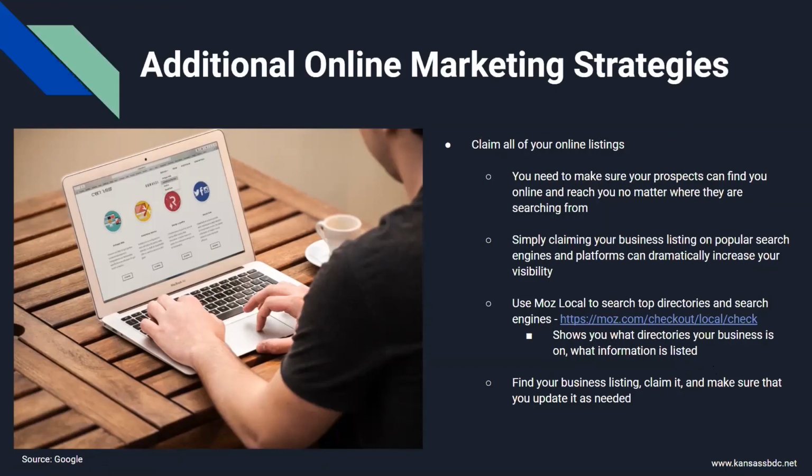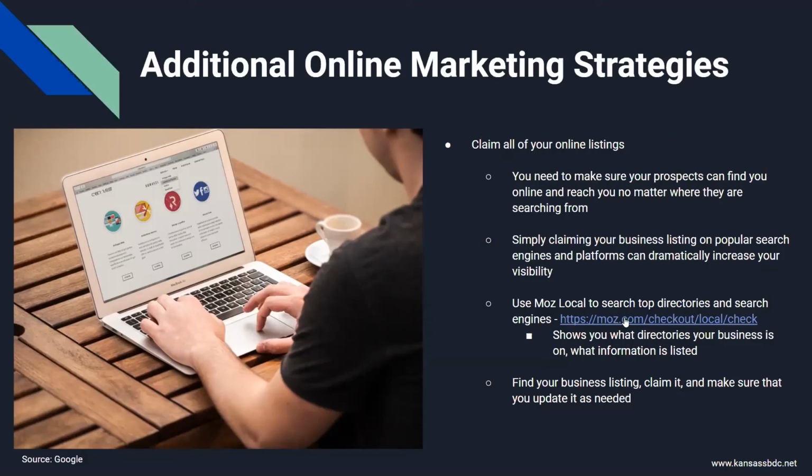So maybe you know that your business has a Google business listing, but this search shows you, oh, you also have a Yelp listing, and you also have a listing on City Search and Yellow Pages and all these other ones. So if you find out that your business is listed on these other directories, you want to make sure that you go in there, you claim it, and make sure that you update it as needed. So any new information you update on your Google business listing, make sure you also update that in your Yelp, your City Search, your Yellow Pages, whatever other online directory that you're listed on.